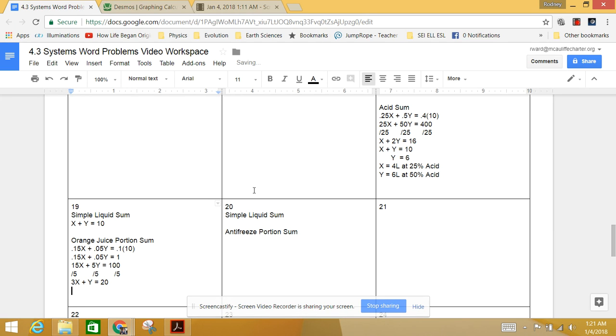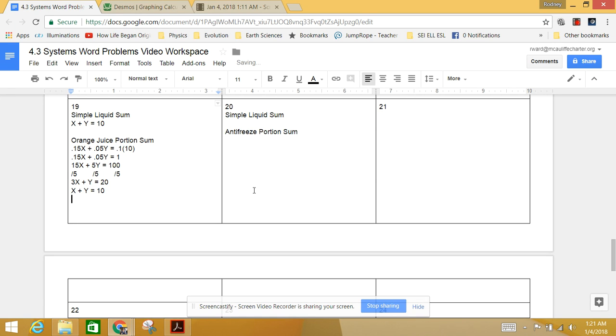I'm going to copy my other equation down here. I have the same coefficients, so I can subtract. So 3x minus x is 2x, y minus y is nothing, 20 minus 10 is 10, so x equals 5. That means y also equals 5, because 5 plus 5 equals 10 for our total sum. So that was fairly simple. We're going to get 5 liters at 15%, and 5 liters at 5%, and that gets us 10%, which probably makes sense in a mental math sort of way.